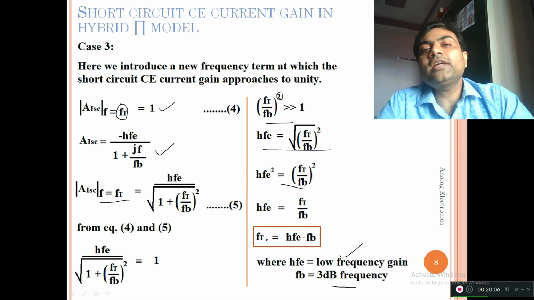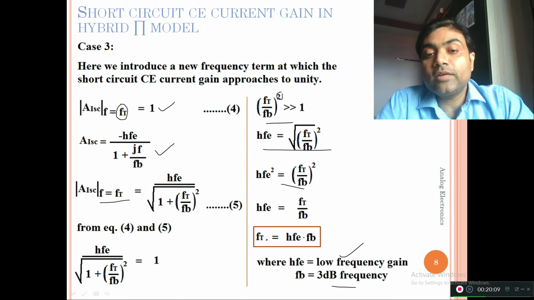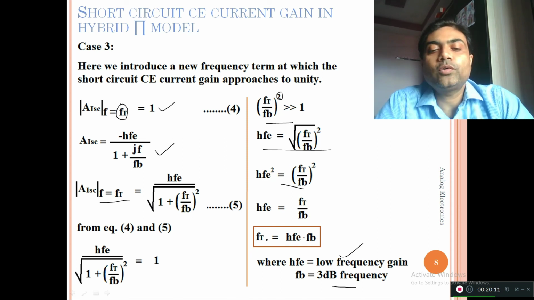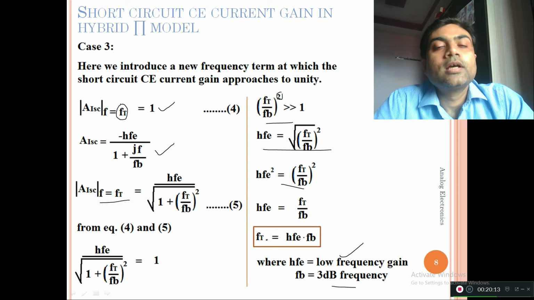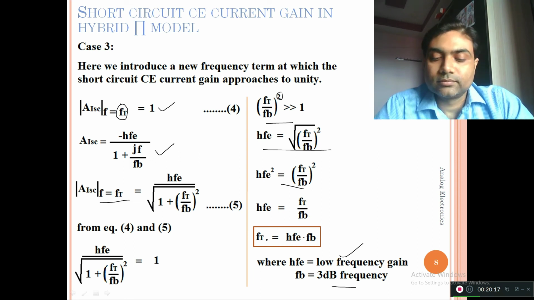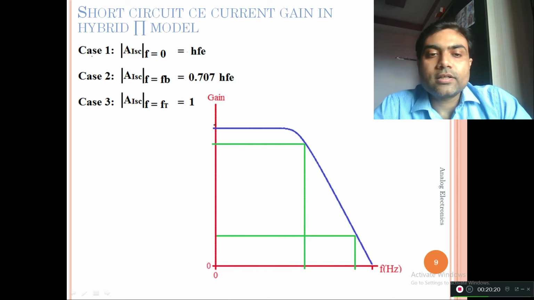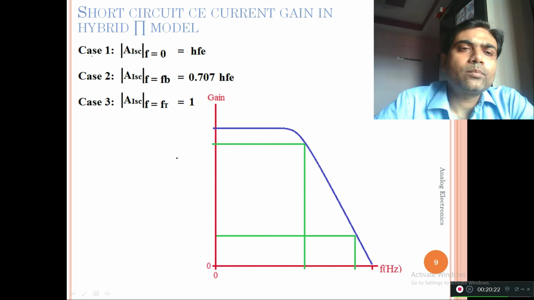So when we put gain equal to unity, gain equal to 1, then we have this term HFE into FB. Remember this always. This particular term is valid for unity gain only. Okay, so let us finally discuss this graph, and this is very important.